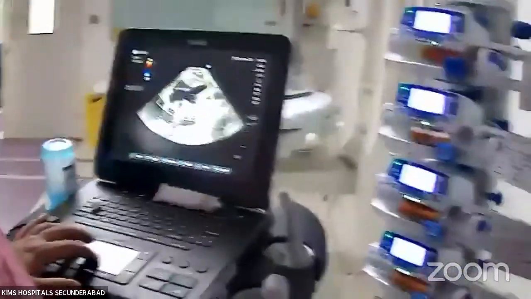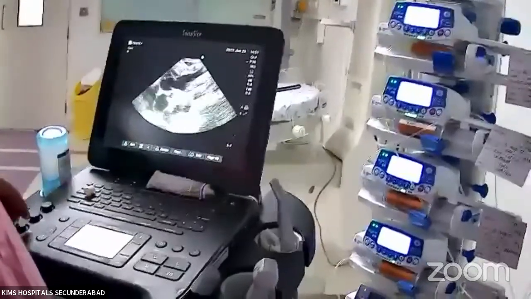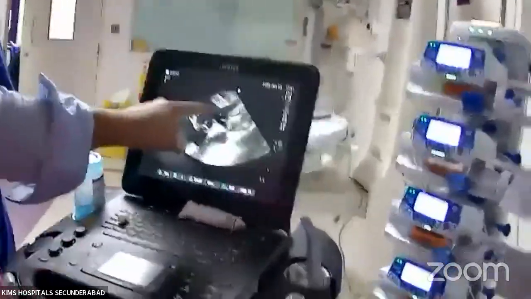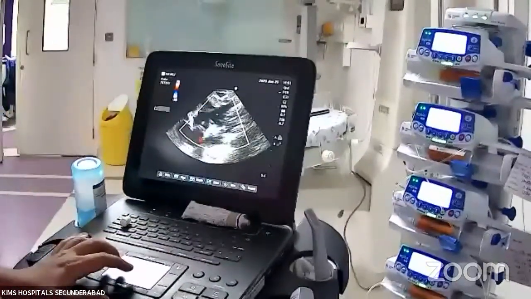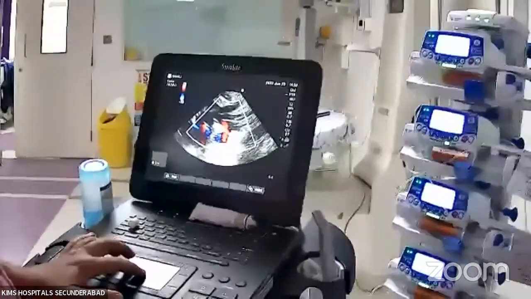If you put color, see how the color is coming. The probe is there. Whatever it should be will go as a blue color, but you will get some red color also. Why? Because of two reasons.